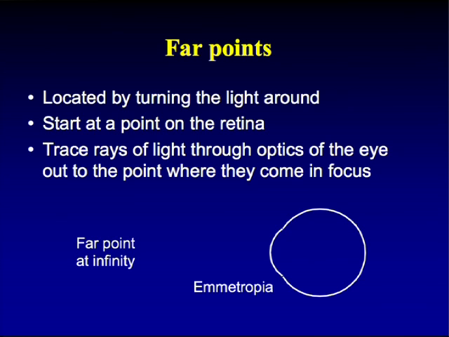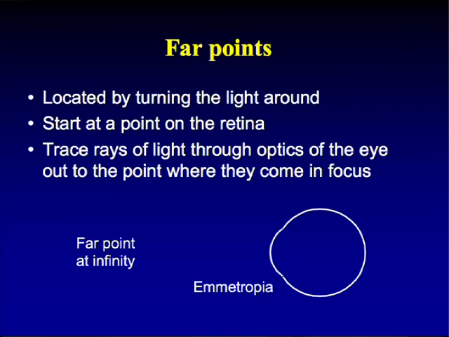And we get that by turning the light around and seeing what happens to light as we project it through the optics of the eye. Trace the rays. So here's an emmetropic eye. We start here in the retina and trace backwards through the optics of the eye. And since this is at the focal point, it's now the primary focal point, since we turn the light around, that's going to be parallel rays of light emerging from the eye. And so the far point is going to be at infinity.